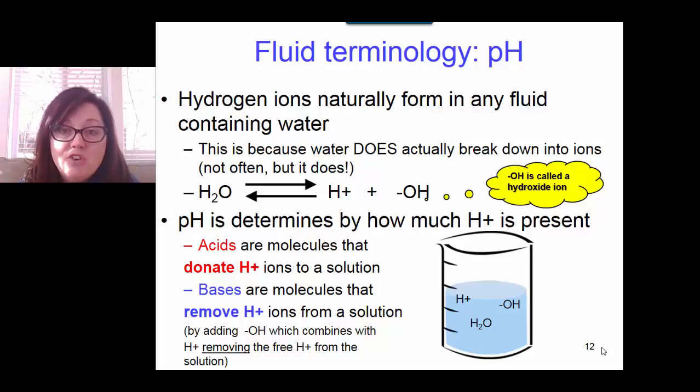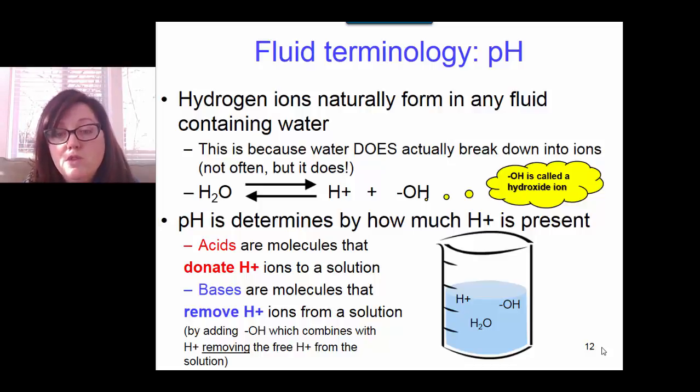So hydrogen ions naturally form in any fluid containing water. And this is because water does break down. Water doesn't stay as H2O. Water breaks down into hydrogen ions and hydroxide ions. So a hydrogen ion is H+, a hydroxide ion is OH-. Now, in a bottle of water, most of the water molecules exist as water molecules, but some of them, a very few number of them, are broken down into H+ and OH-. So pH is determining how much H+ is present, how much hydrogen ion is present in the solution, right?